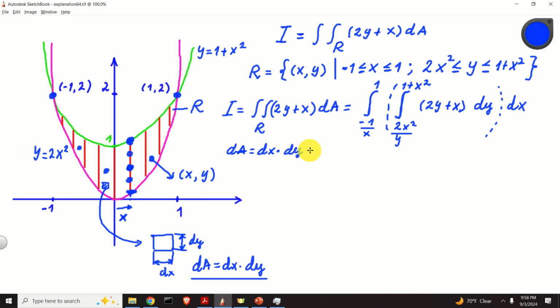Now, what do we do over here? We have this inner integral that should be integrated with respect to y, and x is considered as constant. What's happening over here? The bounds are from 2x squared to 1 plus x squared. Once we compute this integral with respect to y, the resulting expression will only depend on x, and we will be able to integrate with respect to x, and then we will obtain numerical values.